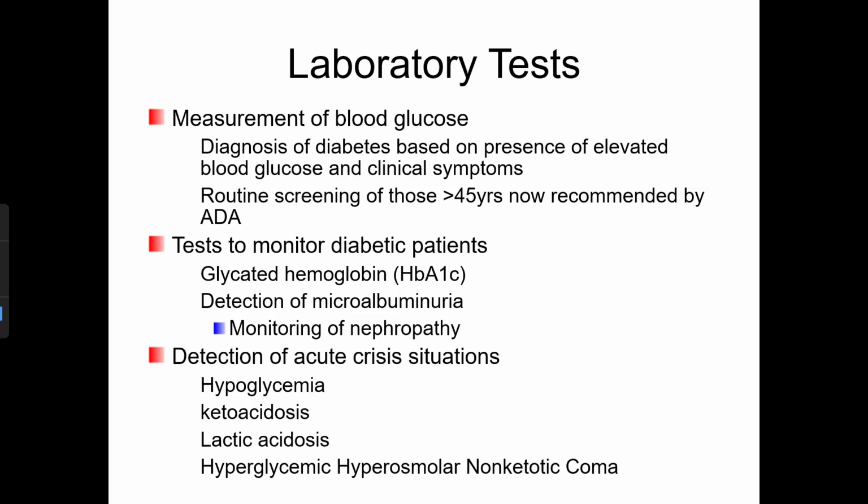So measurement of blood glucose aids in the diagnosis of diabetes based on the presence of elevated blood glucose. Routine screening is now recommended, as I mentioned, but when you want to monitor diabetic patients, you look at glycated hemoglobin, HbA1c, or the detection of microalbuminuria.